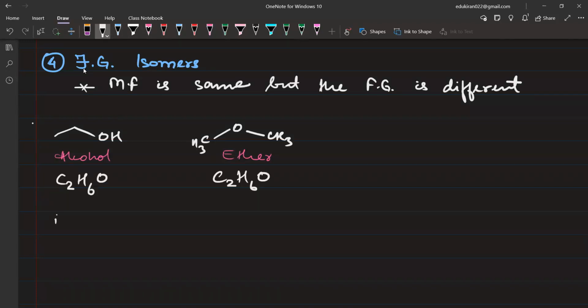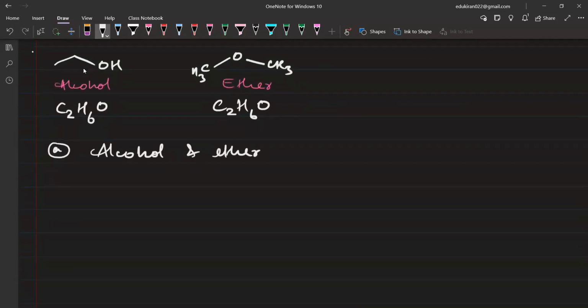Now in this case, we will have the isomers that are present. Functional group isomers occur between which compounds? You will write alcohol and ethers. They have functional group isomerism. You can write examples. You have 2 carbon atoms and OH, and here you have CH3OCH3.